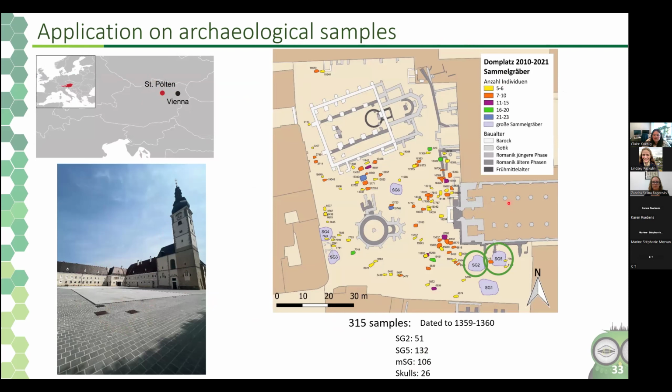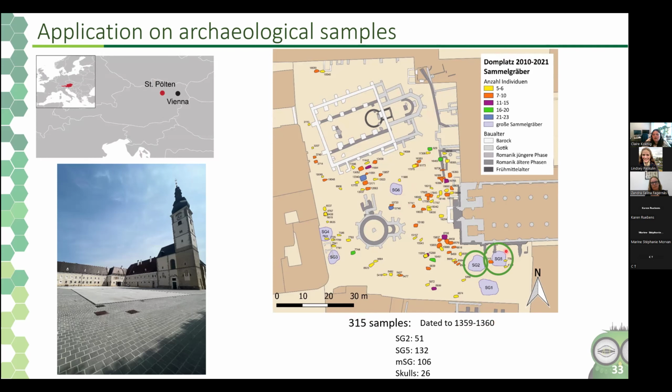They started by doing some excavation before construction, and they actually found a lot. So at the end, the excavation lasted more than 10 years, and in total, they managed to recover about 20,000 individuals. So we did not analyze 20,000, but 315 that were dated from 1359 to 1360, and they are thought to be deaths that are linked to the first wave of Black Death in Austria.